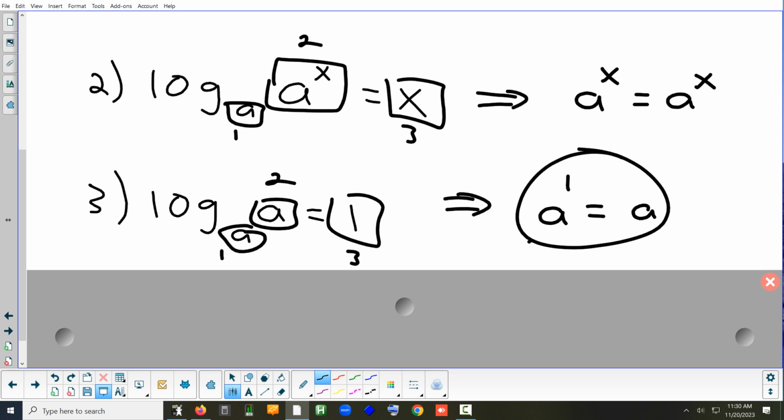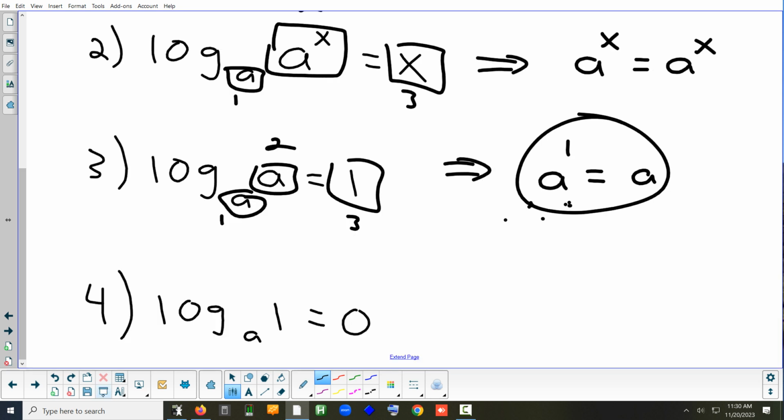What is that saying, really? What I just circled? It's saying, yeah? Yeah. Property 3 is just saying that anything to the power of 1 gives you the same answer back. This is how you probably see it in Algebra 1. This is how you can say the same rule as a logarithm. All right. And let's look at this one.